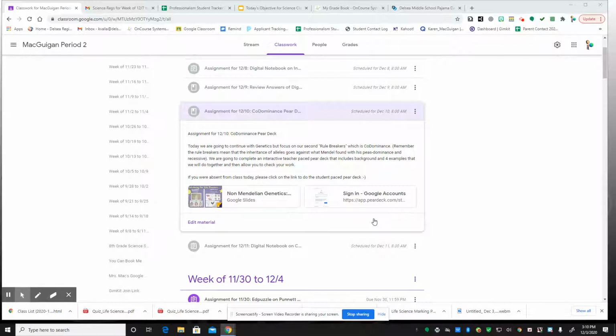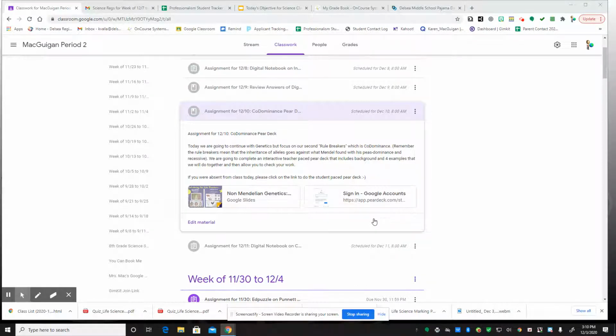So today, again, we're going to continue with genetics and talk about our second rule breaker, which is the concept of codominance. Remember, up until this point, we've talked about Mendel and how he paved the way for the inheritance patterns in his pea plants. But as a general rule of thumb, our world and our phenotypes that are expressed aren't as simple as Mendelian genetics. So these are our non-Mendelian genetic traits, and that's what we're going to be talking about today.